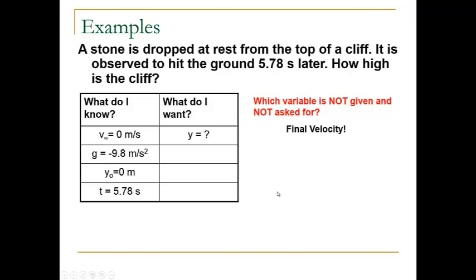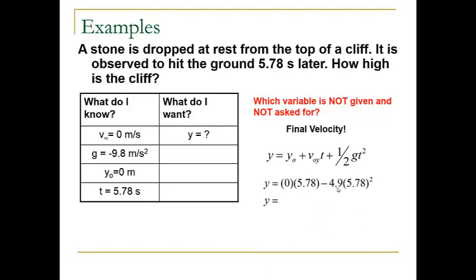5.78 seconds. Okay, again, we're not given final velocity, so I want to pick the equation that has nothing to do with final velocity, which is that second equation. Y equals y naught plus v naught y t plus 1/2 g t squared. I don't have to do any sort of manipulation because it's already solved for y.